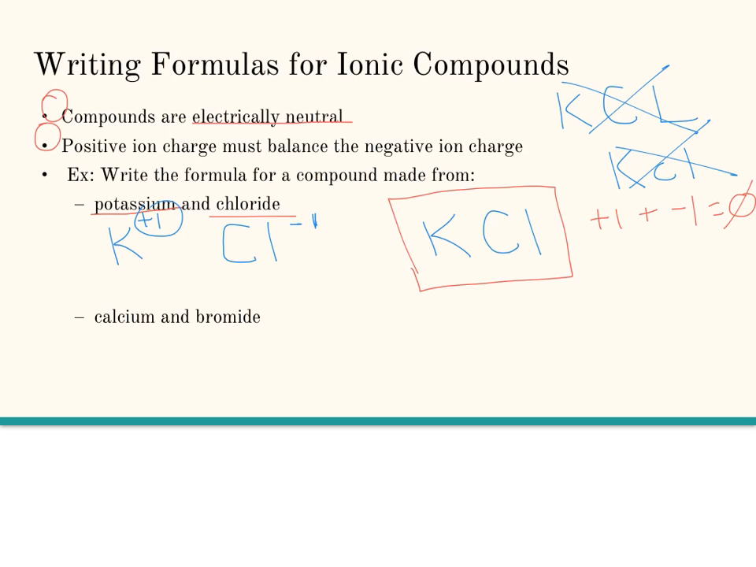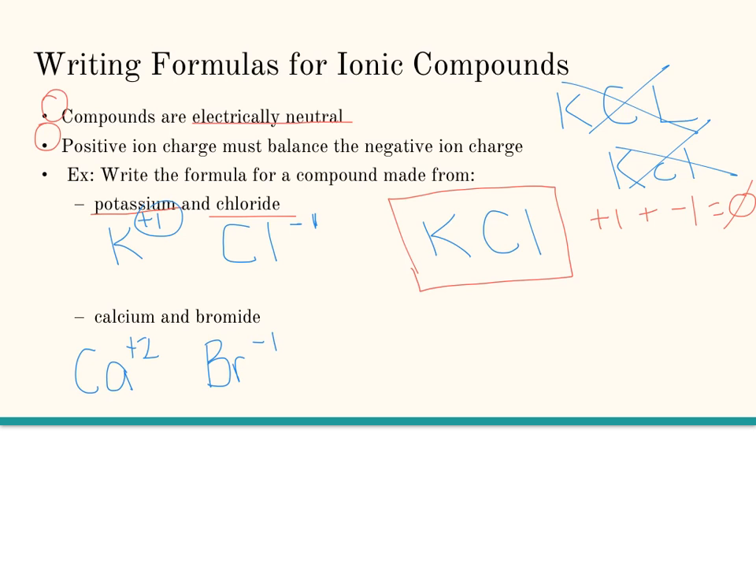Okay, let's look at another example, calcium and bromine. So once again, I'm going to start on the back side of the periodic table. I'm going to find calcium. Calcium is Ca plus 2. I locate bromide on the anion side, and Br is minus 1. Ionic compounds are always going to contain one positive and one negative ion.